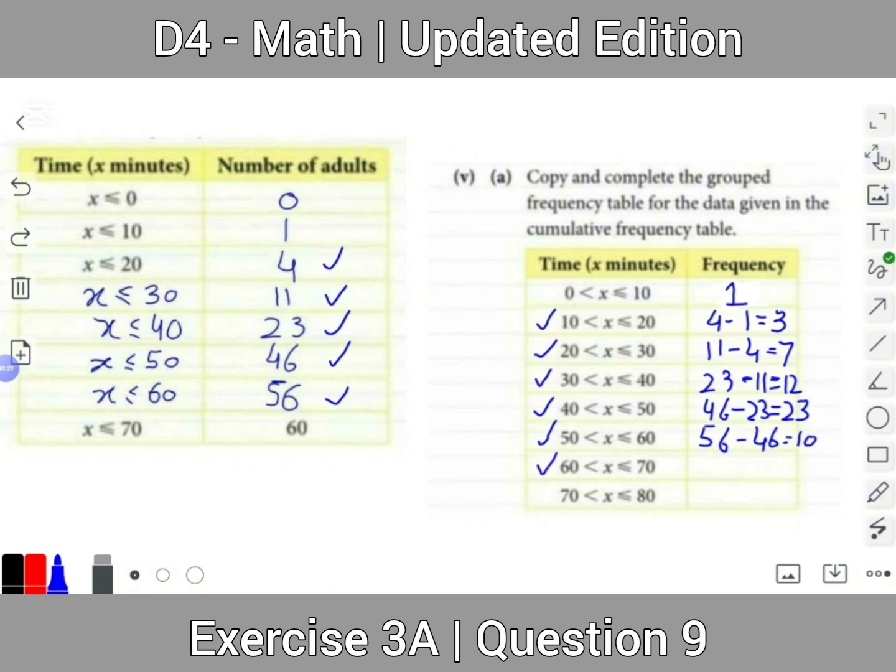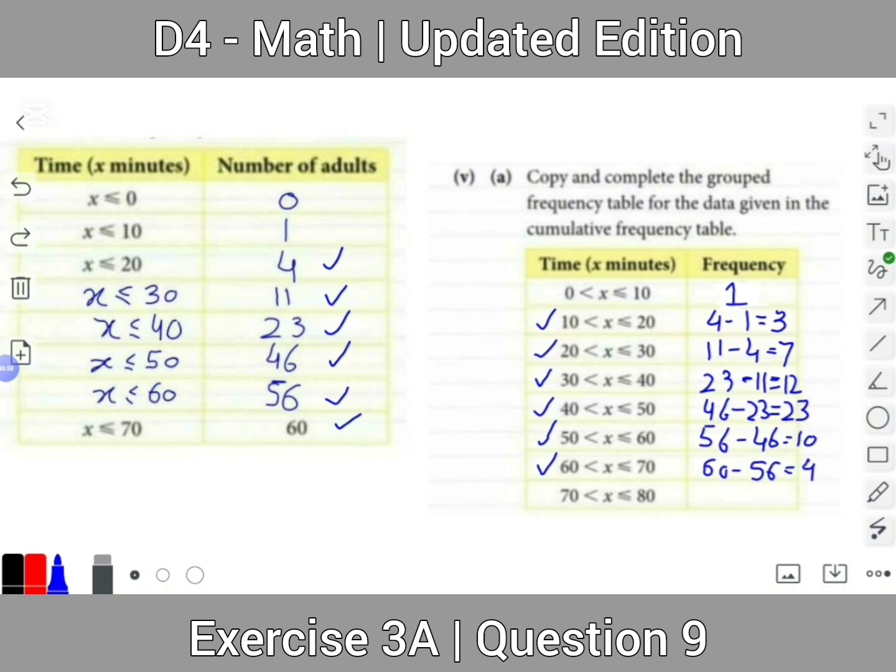Similarly, for the class interval 60 to 70, to find out the frequency, we have to subtract the cumulative frequency of the previous class interval 50 to 60 from the cumulative frequency of the class interval 60 to 70. So 60 minus 56 will give us the frequency of 4.